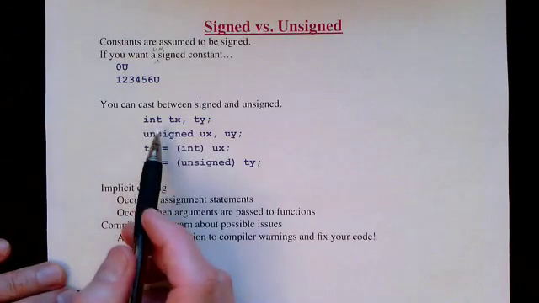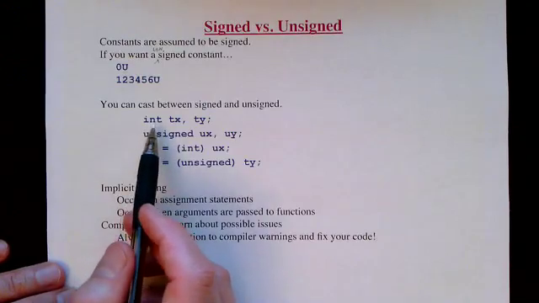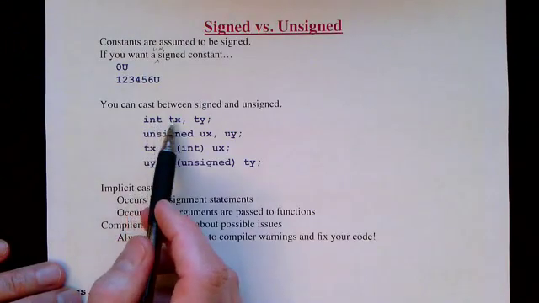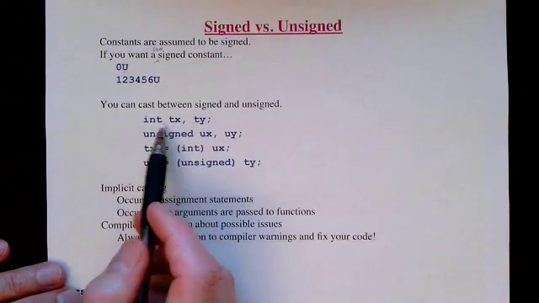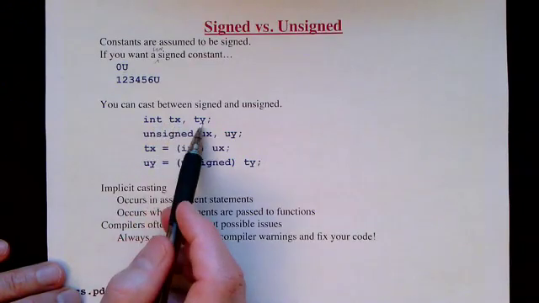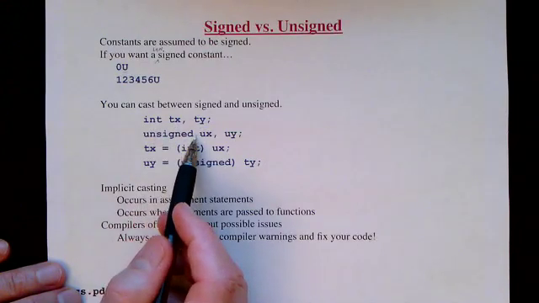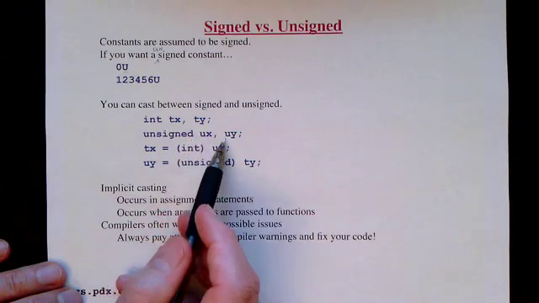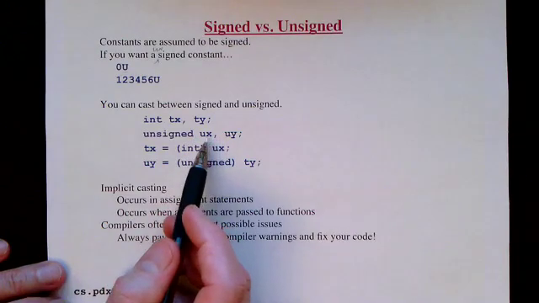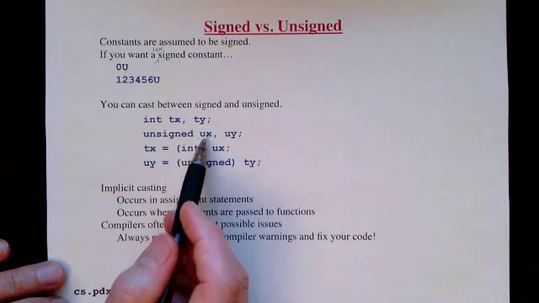Here's an example showing the definition of some variables. tx and ty are signed integers, meaning they're 32 bits each. Here we have unsigned integers. We don't need to say int, so typically we just say unsigned, and that means that ux and uy are two variables that are 32 bits, and they will only carry numbers that are non-negative, 0 or positive.